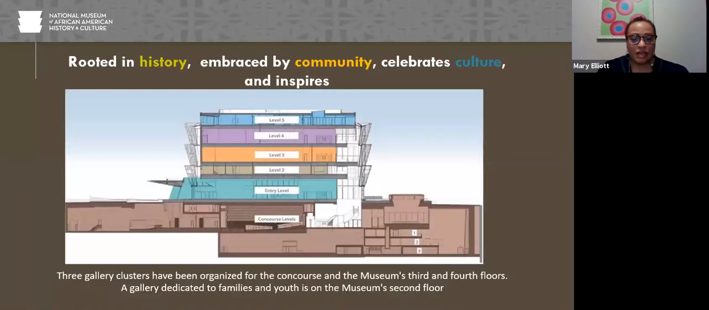So this is a model of the museum, a drawing of the museum. I'm going to move my cursor, hopefully you can see it. Here on the top level, this is where our offices are. This is where you enter the museum. This design feature here is supposed to look like a porch, the kind you would often see down in South Carolina, where many people in the African-American community would gather in the morning or in the evening to talk about their day, to talk about life.